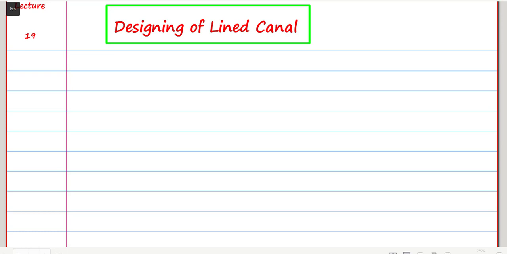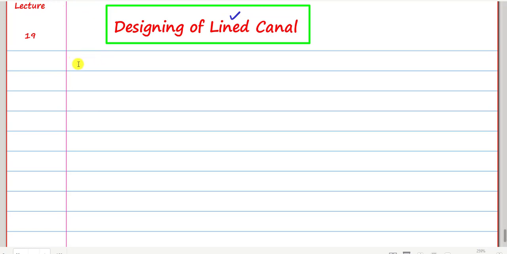For our course Irrigation Engineering and Hydraulic Structures. So till the 18th lecture we have completed our designing of alluvial canals, right? Unlined canals. From today we are going to start the designing of lined canals. Okay, we are starting the designing of lined canals.